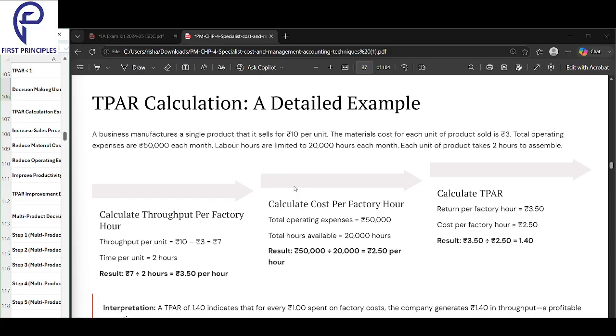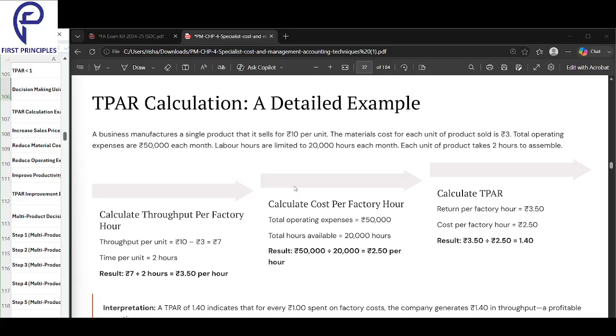And when we divided the throughput and the cost, if the number is greater than 1, then it's good. If it's less than 1, then it's not so good. In this case, it's greater than 1, so we are good to go. And if it's greater than 1, it's a profitable project. So basically, throughput should be greater than cost. Cost always in the denominator. Throughput in the numerator, cost in the denominator. If the overall ratio is greater than 1, then profitable. Less than 1, not profitable.